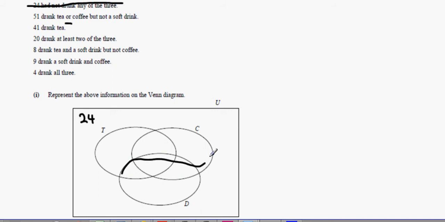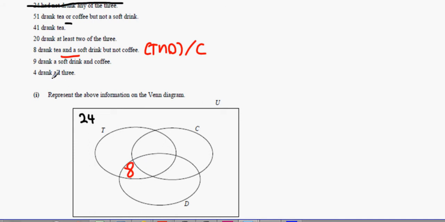This section in here all sums up to 51, okay, because they're not allowed to have a soft drink. 41 drank tea. 20 drank at least 2 of the 3. 8 drank tea and a soft drink, but no coffee. So tea and a soft drink, and being the key word, it means that it's the intersection of tea, intersection D, but it's not including coffee. T intersection D less C. So T intersection D, but not including C, is 8.